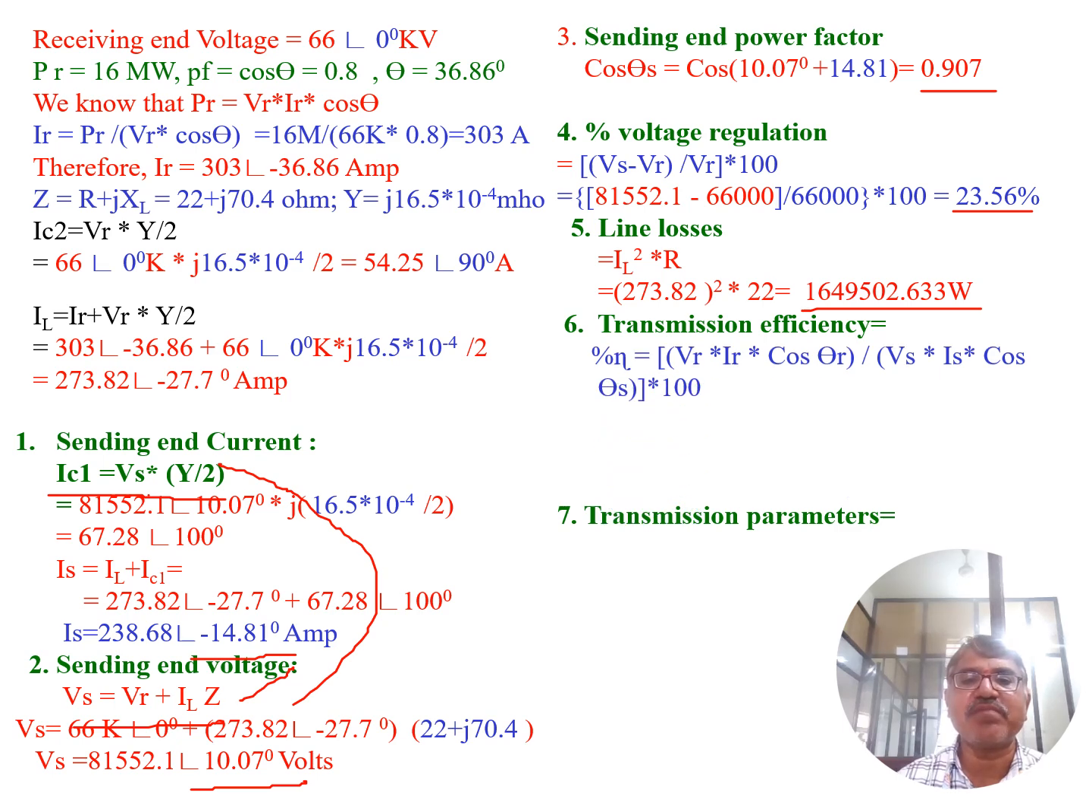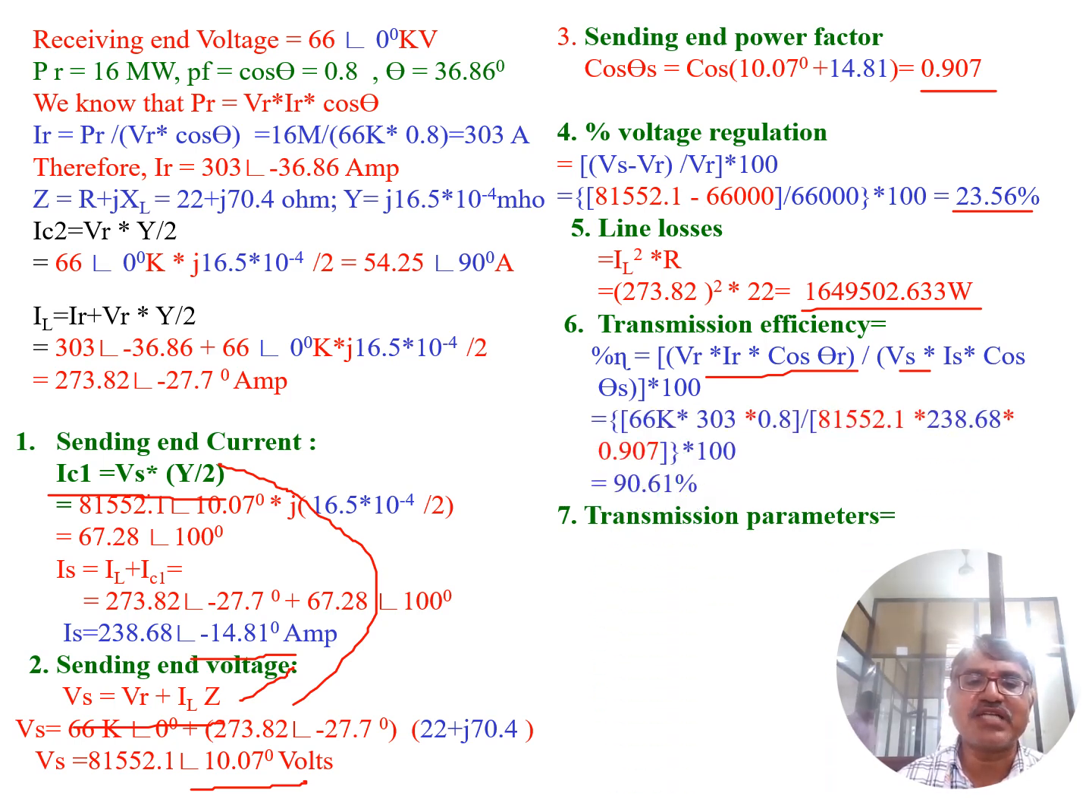Then what is the formula of the transmission efficiency? That is again the same formula: VR IR cos theta R divided by VS IS cos theta S. We know all these values: VR is known, IR we calculate, cos theta R is known, VS we calculate, and IS and cos theta S are also calculated. Just substitute the values in this formula, therefore the transmission efficiency is calculated as 90.61%.